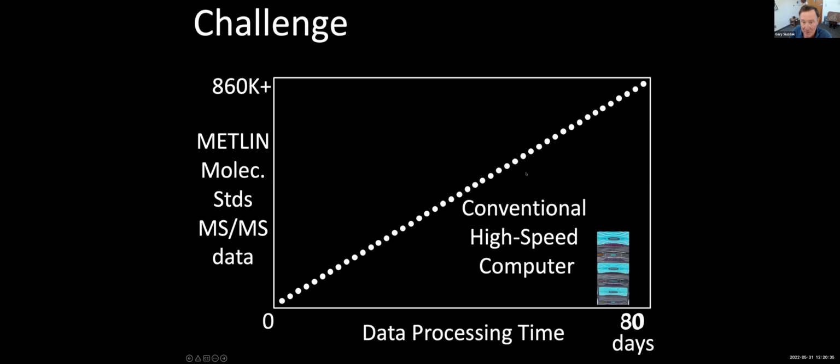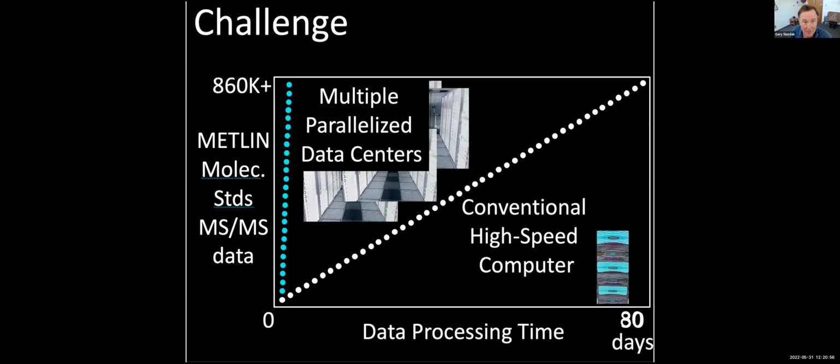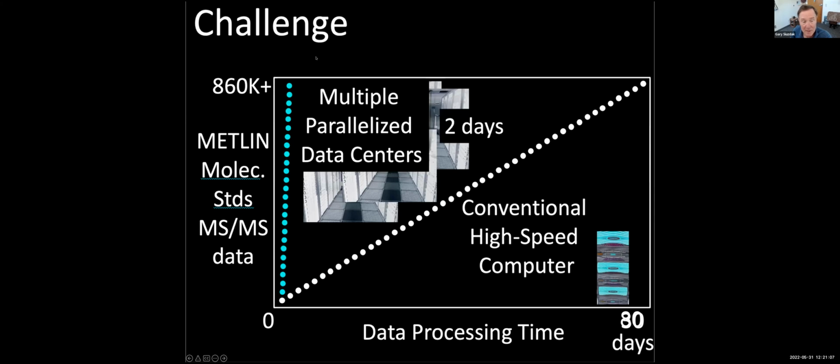Now, it typically took using our conventional high-speed computer about 80 days to do this processing. And since we wanted to do this processing multiple times because we wanted to optimize the process, it really was an inconvenient approach to doing this sort of analysis or matrix generation. Fortunately, Scripps has multiple parallelized data centers or clusters that allowed us to facilitate these analyses. So now we can actually do it in a couple of days, and it's allowing us to optimize the process much more rapidly. And you'll get a sense of why we wanted to optimize this in a few seconds.